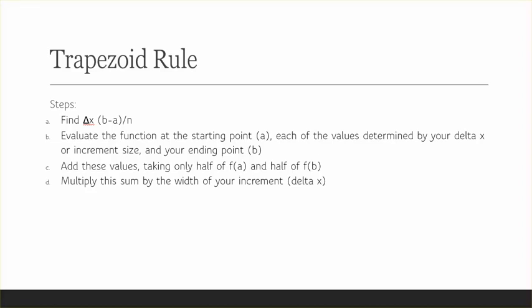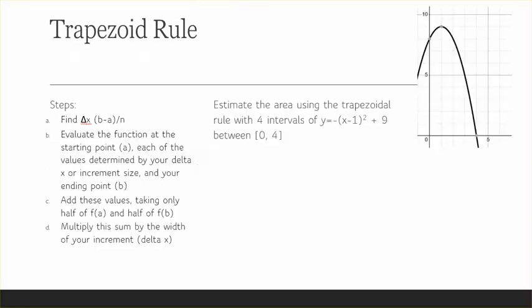As in the formula, we're going to add those values. And again, we're only going to take half of our first and our last value. And then we're going to multiply the sum by the width delta x. Let's do one together.